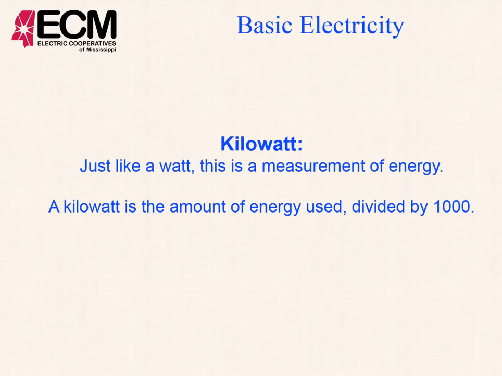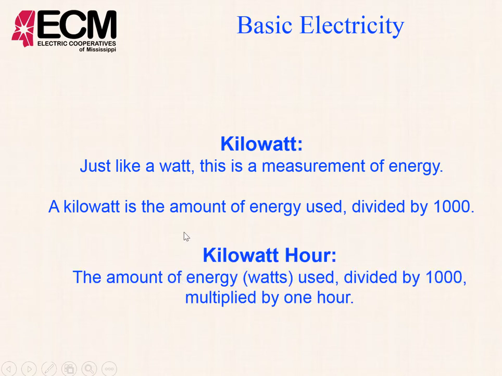Okay, so the word kilo, kilowatt, that means 1,000. So if we have 1,000 watts, we want to divide that by 1,000, and we would get 1. Okay, kilowatts is the amount of energy divided by 1,000. If we multiply 1 by 1,000, that would be 1,000, and that would be 1 kilowatt. So it would be 1,000 watts, or 1 kilowatt.